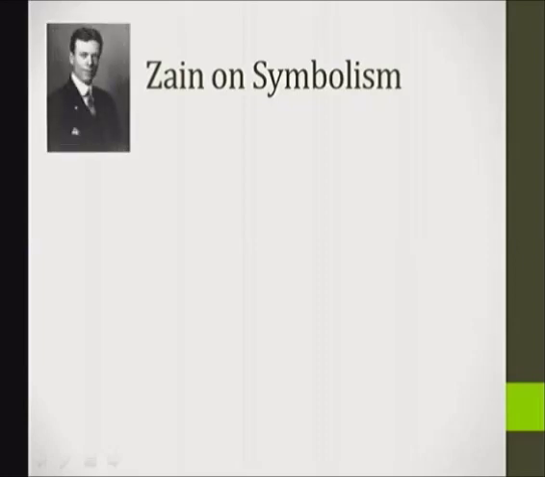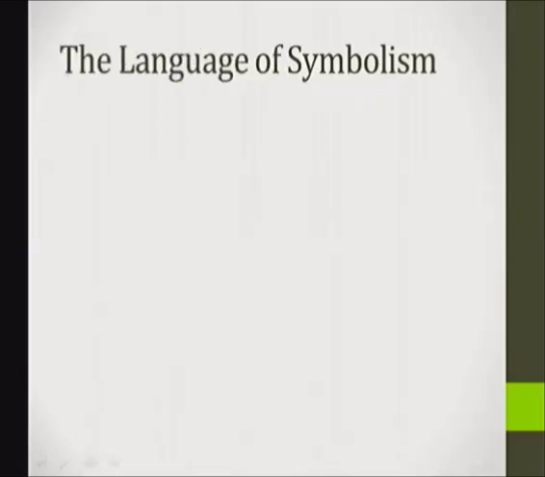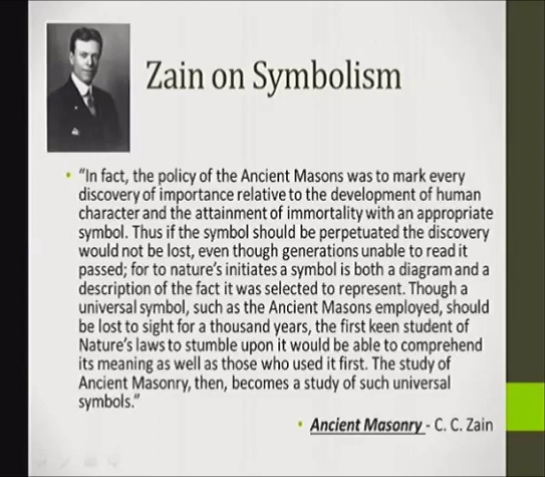So what Zane said on symbolism was, in fact, the policy of the ancient Masons was to mark every discovery of importance relative to the development of human character and the attainment of immortality with an appropriate symbol. Thus, if the symbol should be perpetuated, the discovery would not be lost, even through generations unable to read it past. For to nature's initiates, a symbol is both a diagram and a description of the fact it was selected to represent. Though a universal symbol, such as the ancient Masons employed, should be lost to sight for 1,000 years, the first keen student of nature's laws to stumble upon it would be able to comprehend its meaning as well as those who first used it. The study of ancient masonry then becomes a study of such universal symbols.